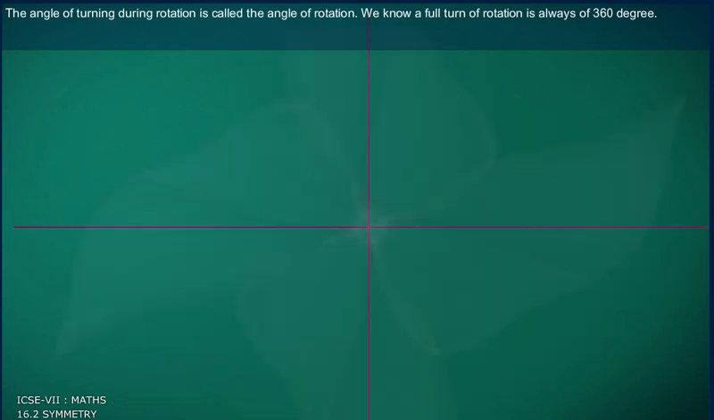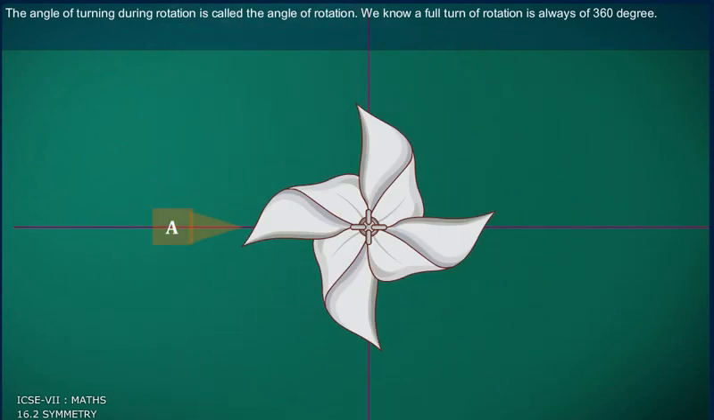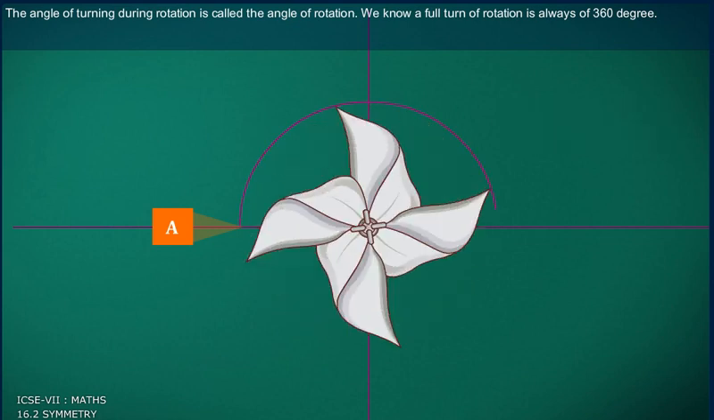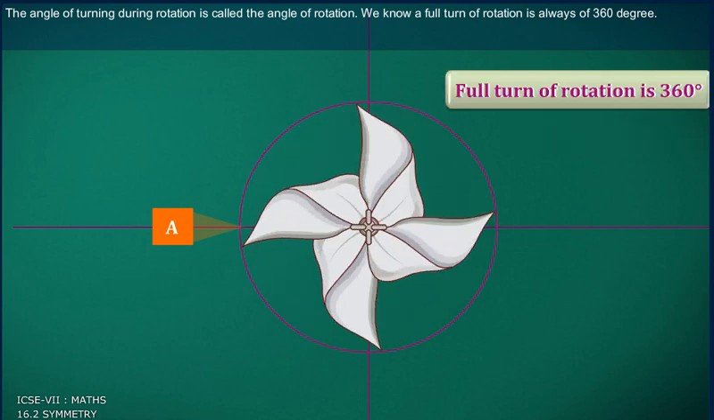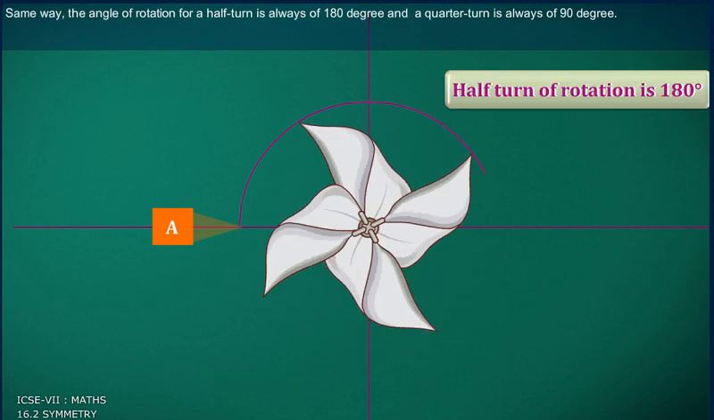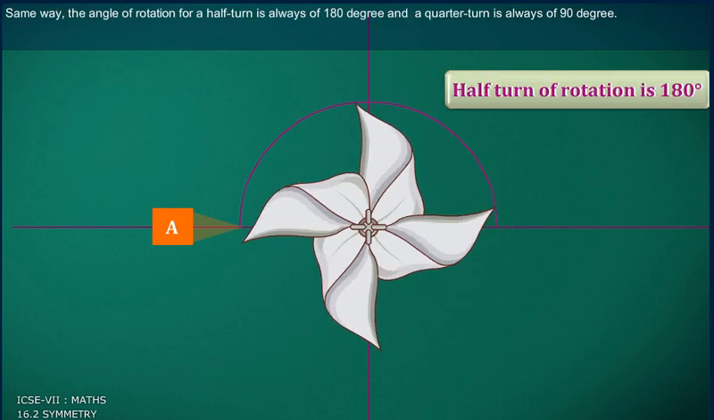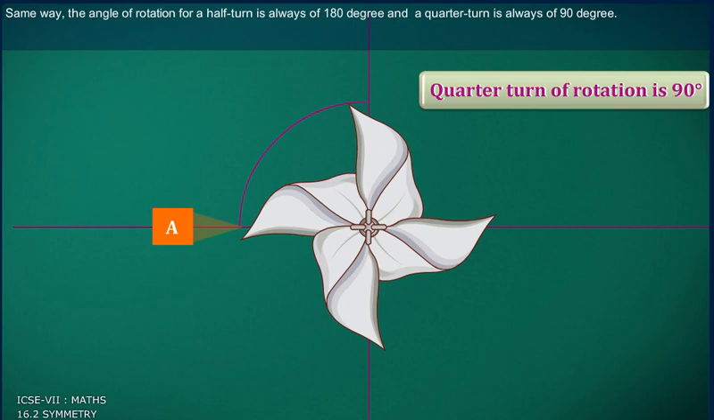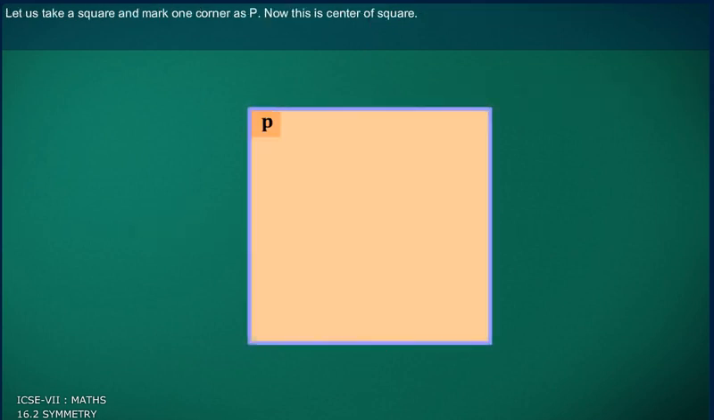The angle of turning during rotation is called the angle of rotation. We know a full turn of rotation is always of 360 degrees. In the same way, the angle of rotation for a half turn is 180 degrees and a quarter turn is always 90 degrees. Let us take a square and mark one corner as P.